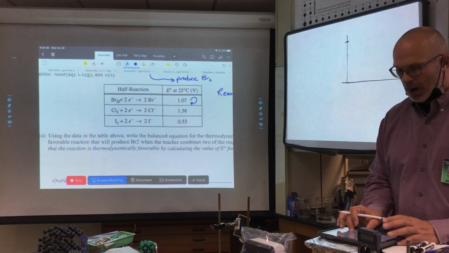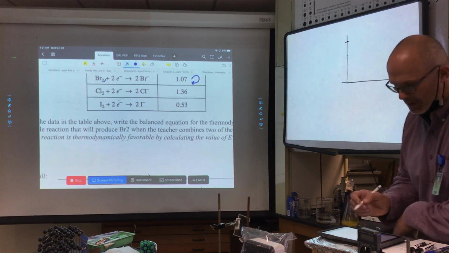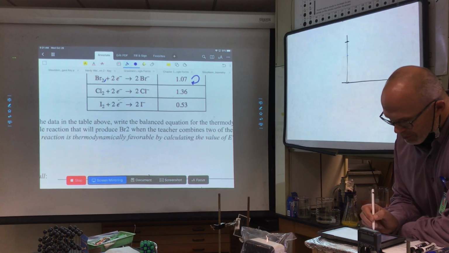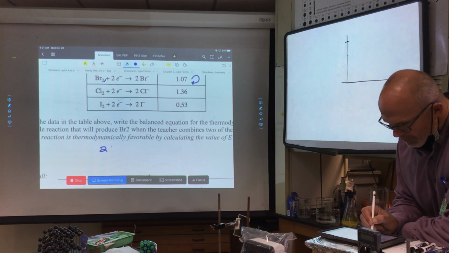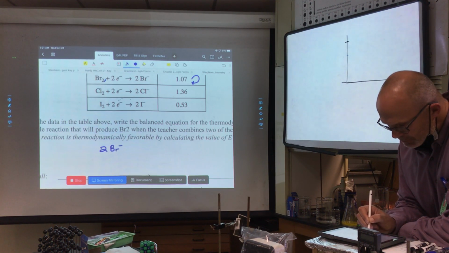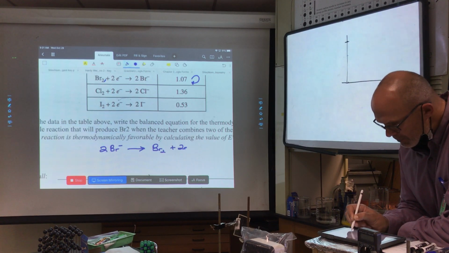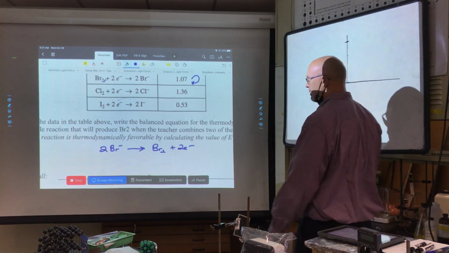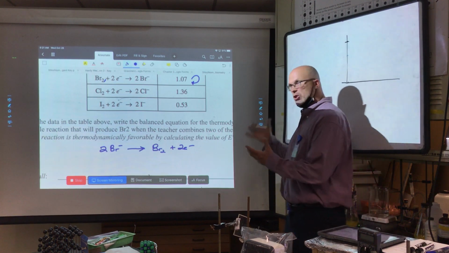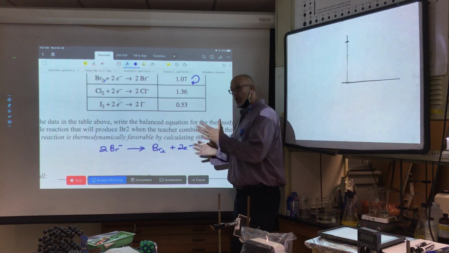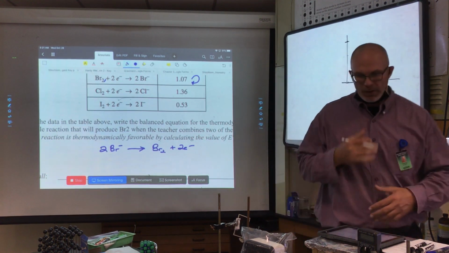Okay? So I'm going to write the half reaction. The first one I'm going to flip. I'm going to take 2Br negative, arrow going in reverse, becomes Br2 plus 2 electrons. Feel like we've done this before. Yeah, a lot, okay? Just showing you where we've come from and where we're going. It's always good to see that.